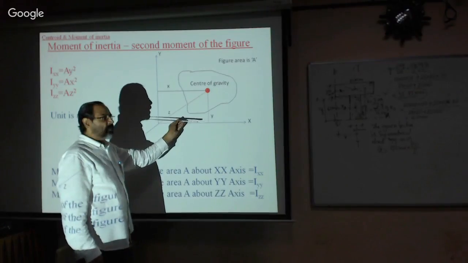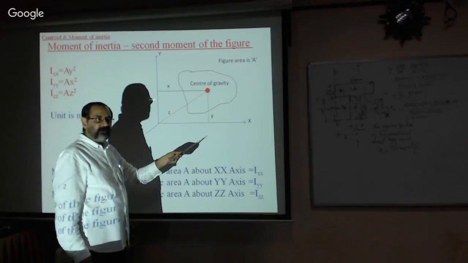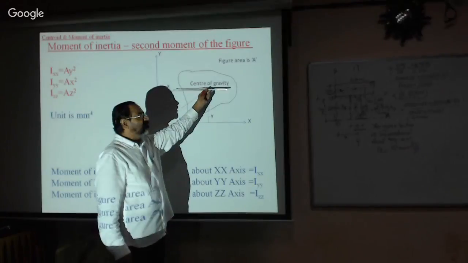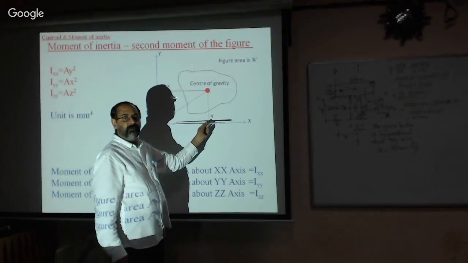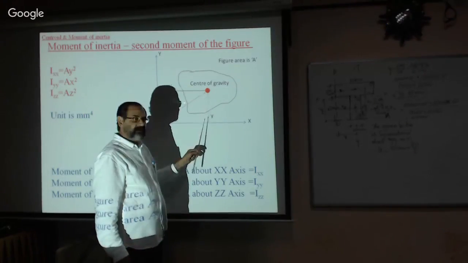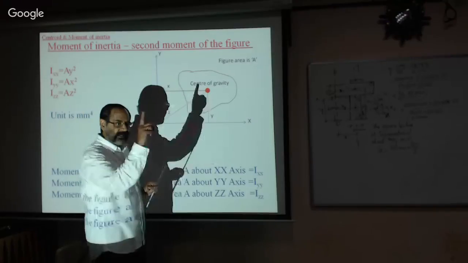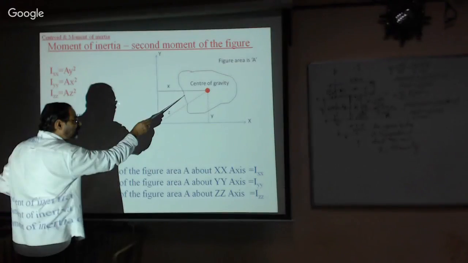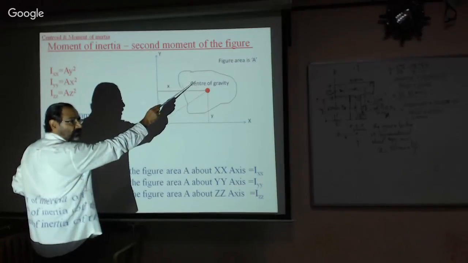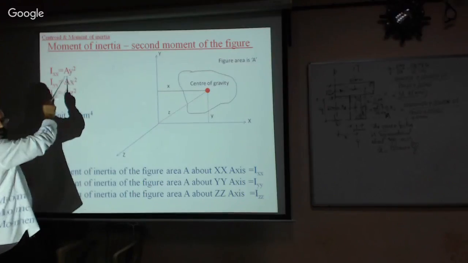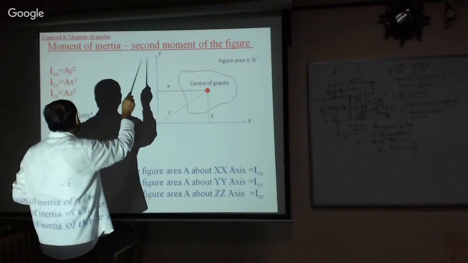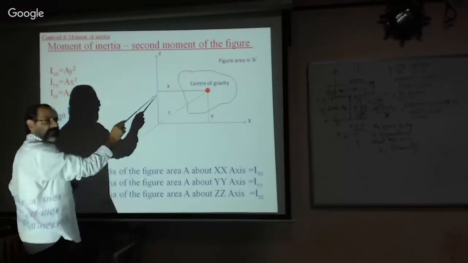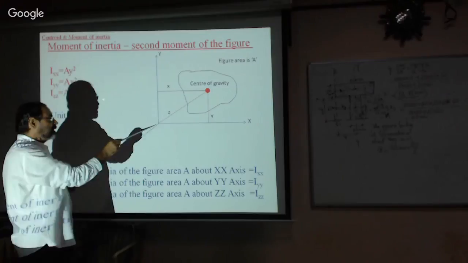Now this is the x-axis. When this is the x-axis, what is the moment of inertia of the figure? Area into distance square. The moment of inertia of the given figure about the x-axis is equal to area into perpendicular distance square. So this is what we have, Ix. The moment of inertia of this figure about the x-axis is equal to area into y square. Similarly, the moment of inertia of the given figure about the y axis is equal to area into x square. Similarly, the z axis with respect.